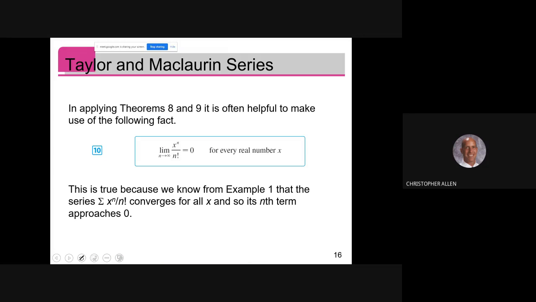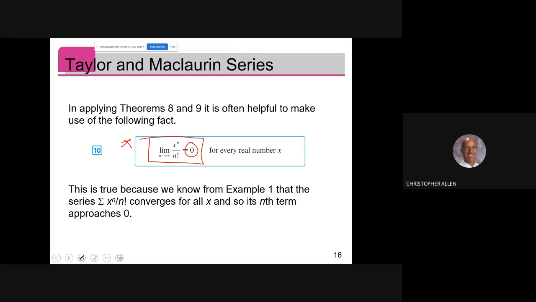And then here's theorem 10. Here's the big idea. This is the key to being able to prove what I'm getting ready to prove here on the next slide. We want to be able to prove that the function is indeed equal to its Taylor series. This is a fact. Once you pick x, for any x, if you take the limit as n goes to infinity of x to the n over n factorial, it is equal to 0 for any real number x.